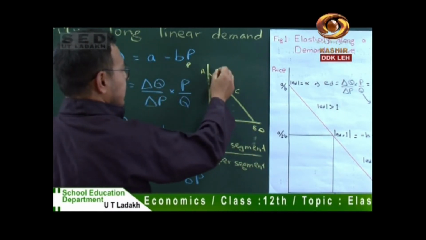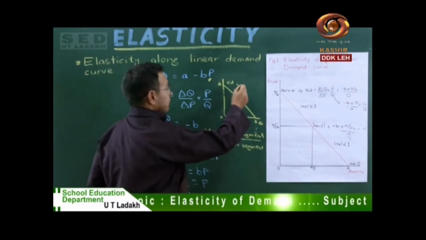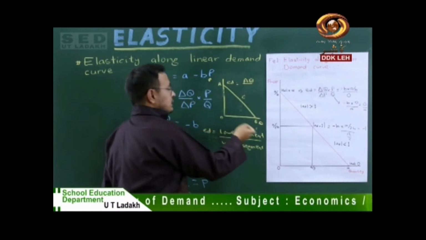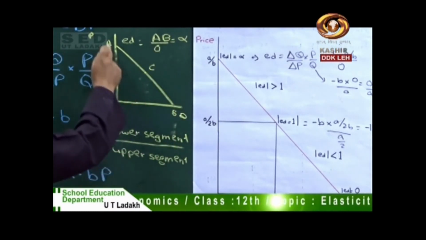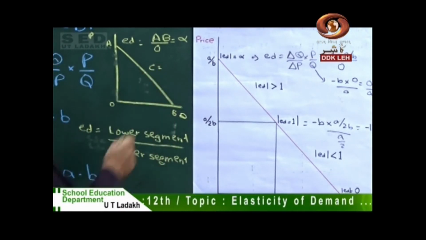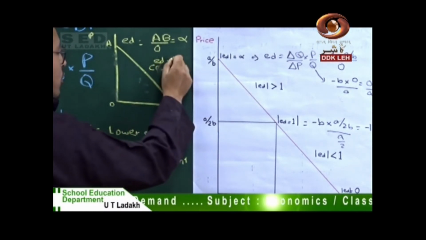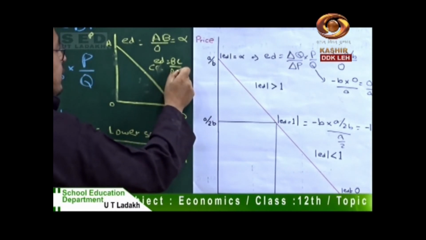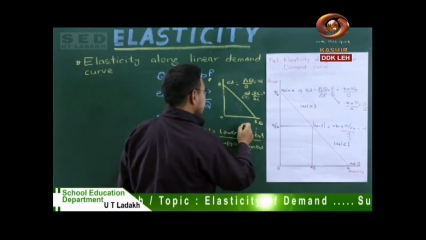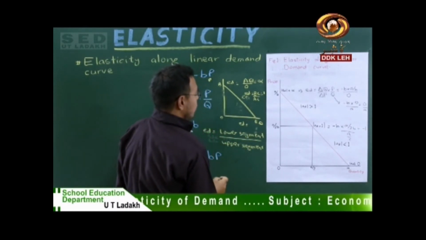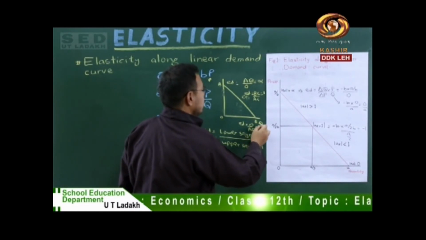Now for example, if I calculate elasticity over here, what is your lower segment? Lower segment is simply AB. And what is the value of upper segment? Upper segment is 0. It has no value, so it is infinite. Again here, since it is equidistant, if you calculate elasticity at C, then your ED is equal to the lower segment, that is BC, divided by AC. Since both are equal, both have value 1, and here it will be 1. Now at B, if I calculate elasticity, what is your lower segment? Lower segment is 0, and upper segment is your AB, so it will be 0.